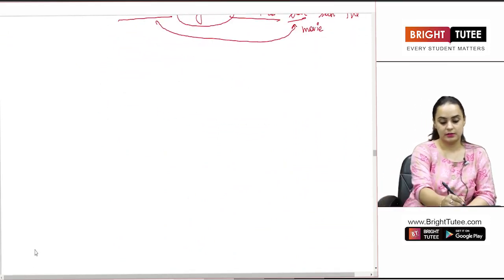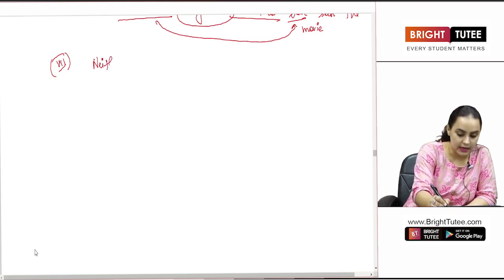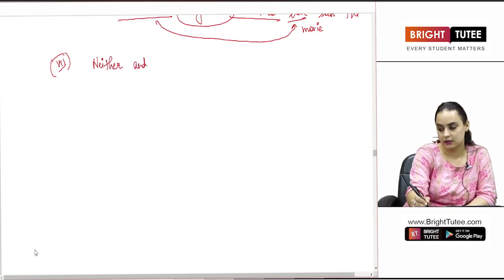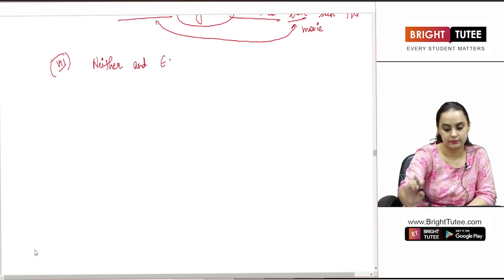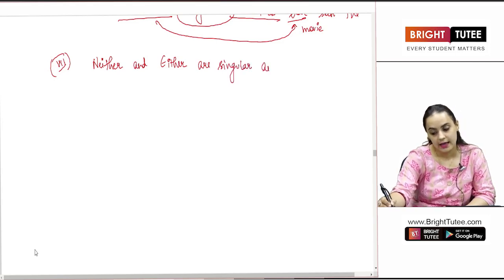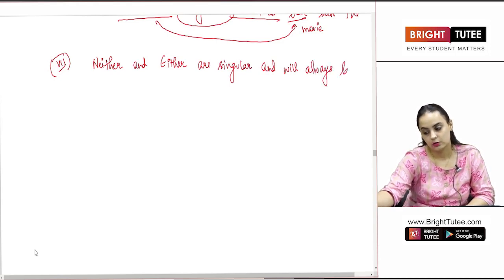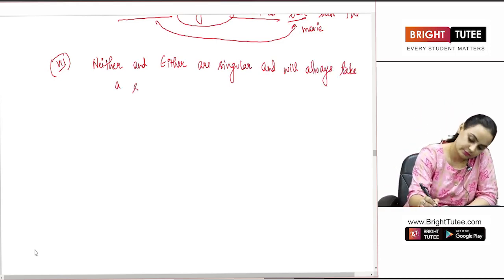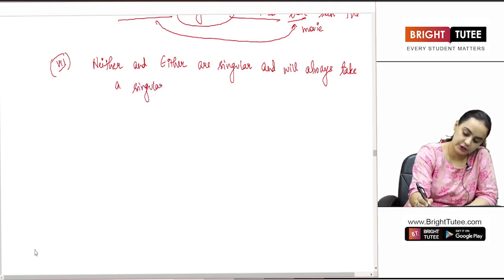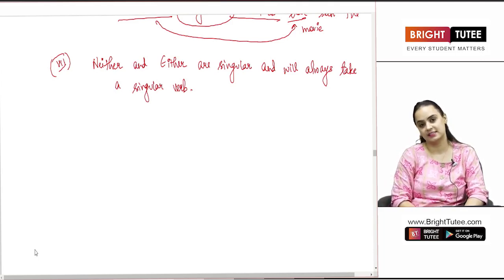Next, the seventh rule. Words like "neither" and "either" are singular and will always take a singular verb. So, neither and either are singular and they will always take a singular verb.